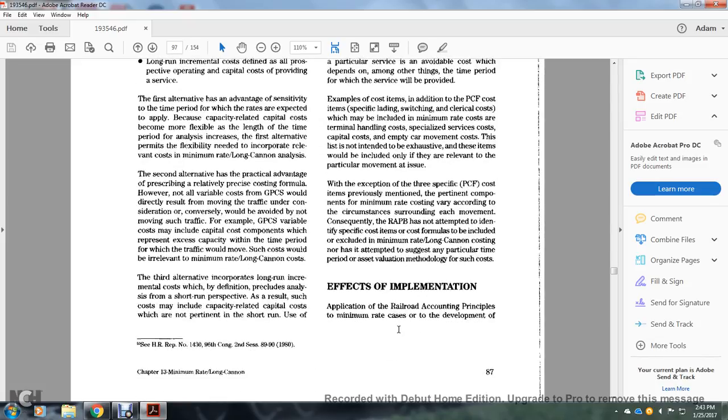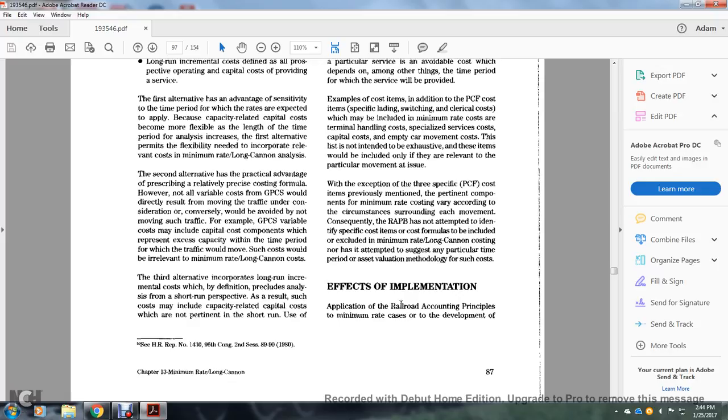With the exception of these three specific presumptive cost floor items previously mentioned, the pertaining components of the minimum rate vary according to the circumstances surrounding each movement. Consequently, the Railroad Accounting Principles Board has not attempted to identify the specific cost items and cost formulas to be included or excluded in minimum rate long-term canon costing, nor has it attempted to suggest any particular time period or asset valuation methodology for such costs.